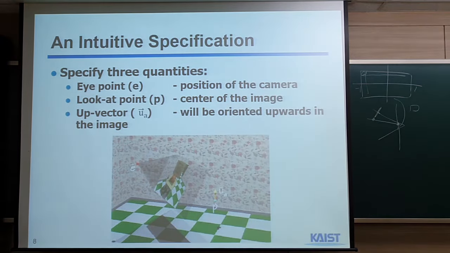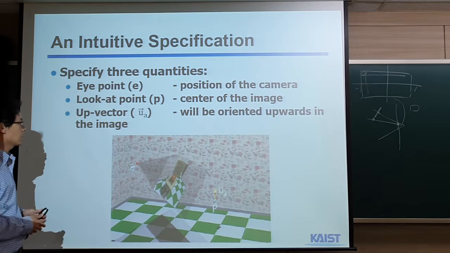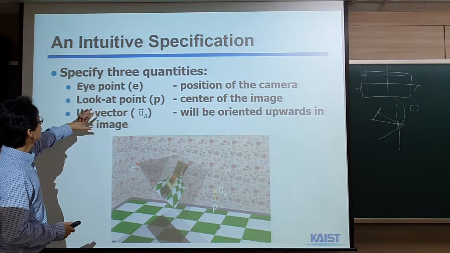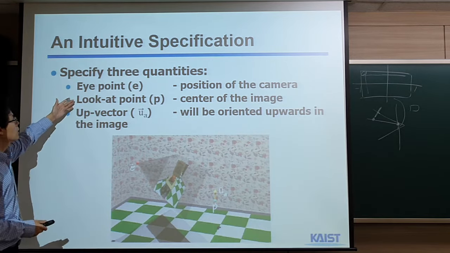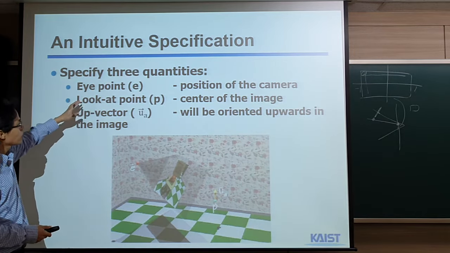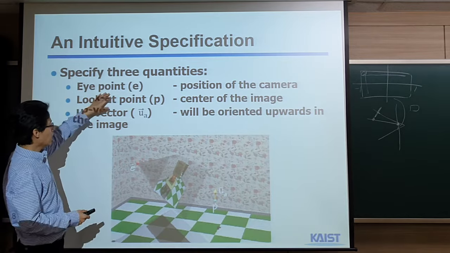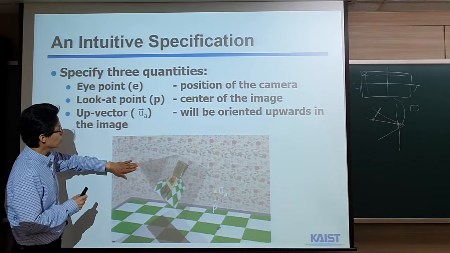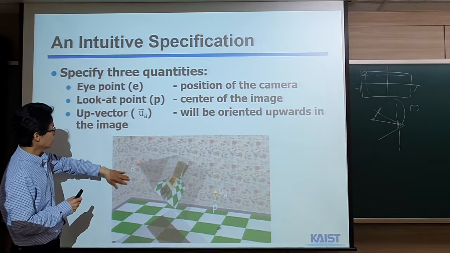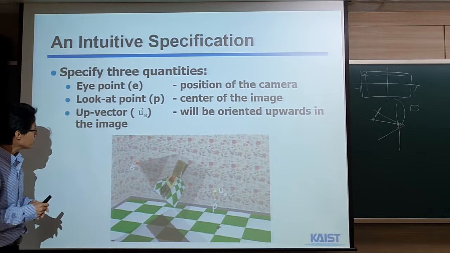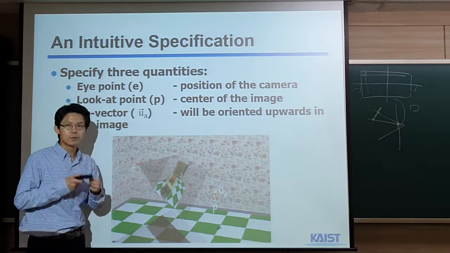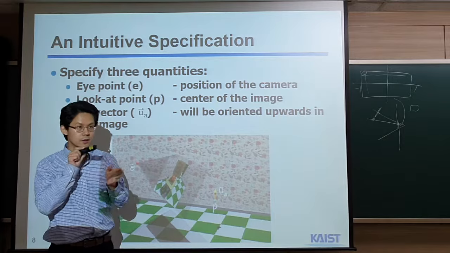First of all, let's talk about how we can actually specify this camera. These are some very intuitive ways of specifying the camera. Typically, here is the eye point. Basically, this is the origin of the camera. Here, I say E, and then we can also define this viewing direction, right? So here I'm looking in that direction.